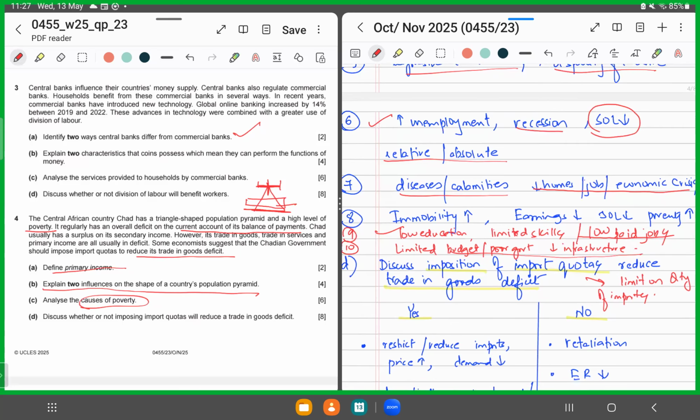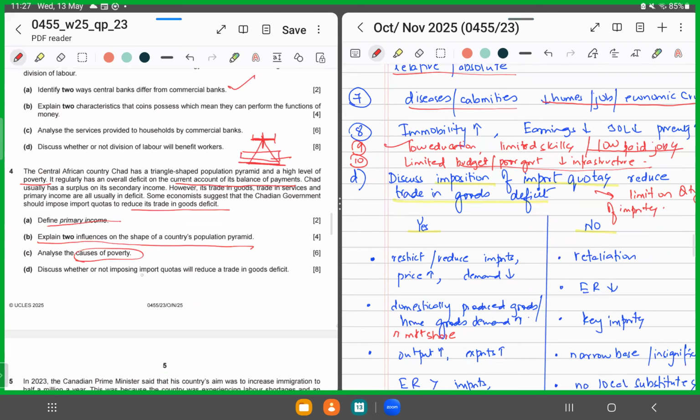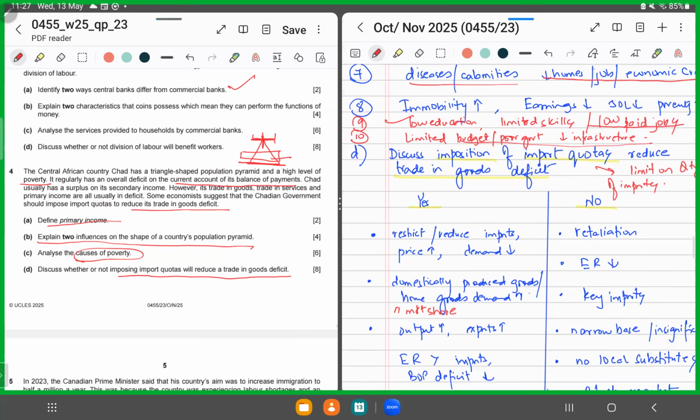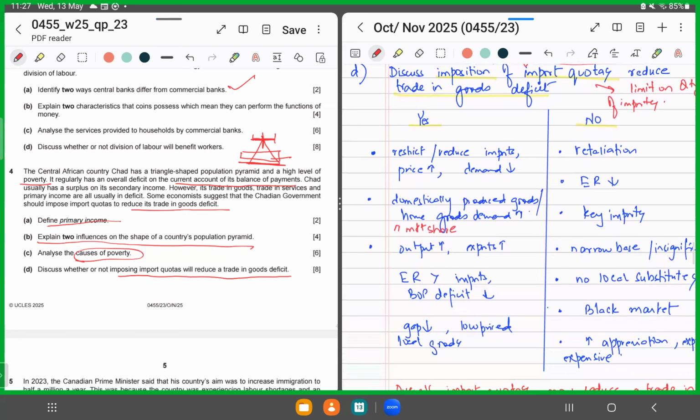Moving forward, part D. Now, part D is a discussed question. It's asking whether or not the imposition of import quotas will reduce a trade in goods deficit. So now you're going to tell how effective the imposition of import quotas would be in order to reduce the trade in goods deficit. So what are import quotas? Import quotas are a limit on the quantity of imports, right?